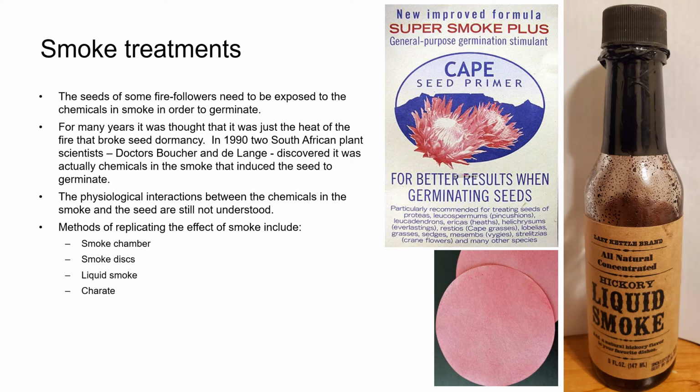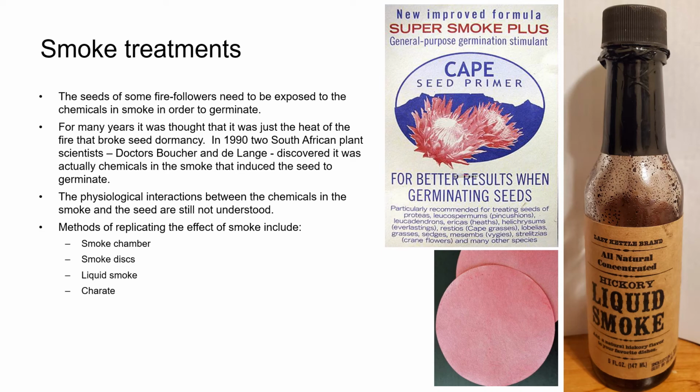One of the easiest and safest ways is to use seed primer smoke discs that are pictured here on the right. These are just discs of absorbent paper that have been impregnated with smoke. You place a disc or just a quarter of a disc in a container with about 10 milliliters of distilled water. Add the seeds and leave them to soak in the smoky water for about 24 hours. Then sow them in the usual way. You don't need to rinse them.